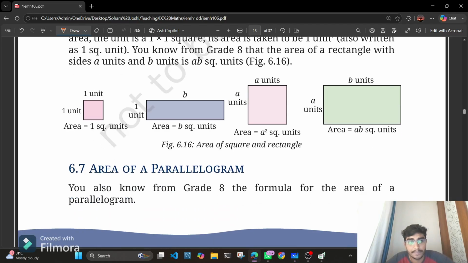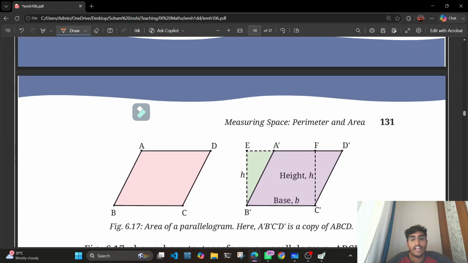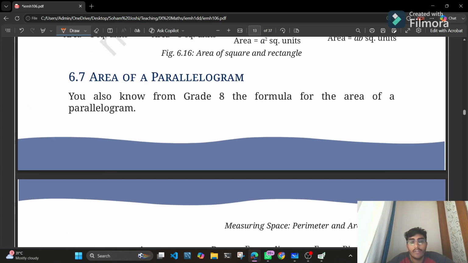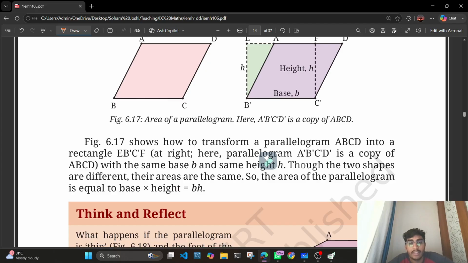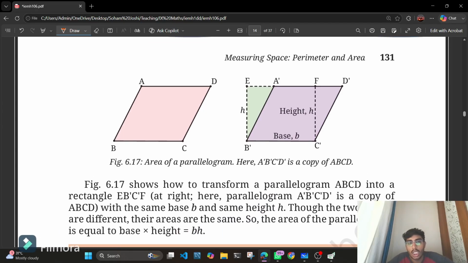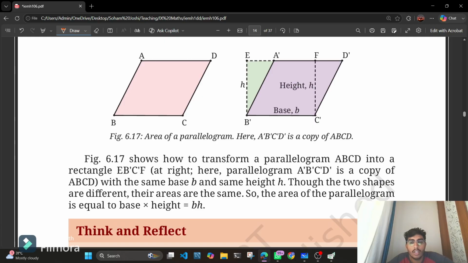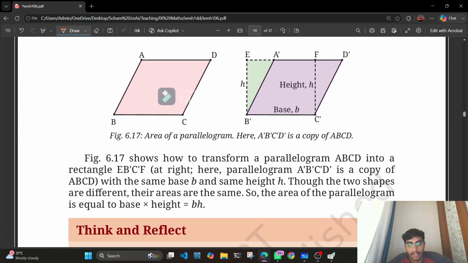I hope that is clear. Okay. Next up we have area of parallelogram. You have also seen the formula for parallelogram in standard 8. Again, we need to see it in this standard also. So basically, it is given as base into height.